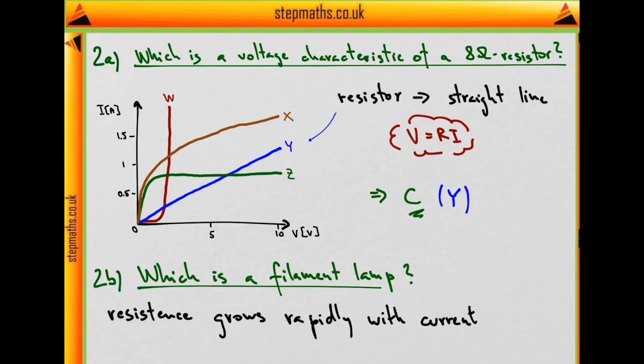So we need to look for a voltage characteristic where R gets really big with high currents. And R is V over I. So V needs to grow rapidly with small changes of the current, and that's exactly what X does. In other words, the gradient is a small positive number. So X is a lamp and B is the correct answer.